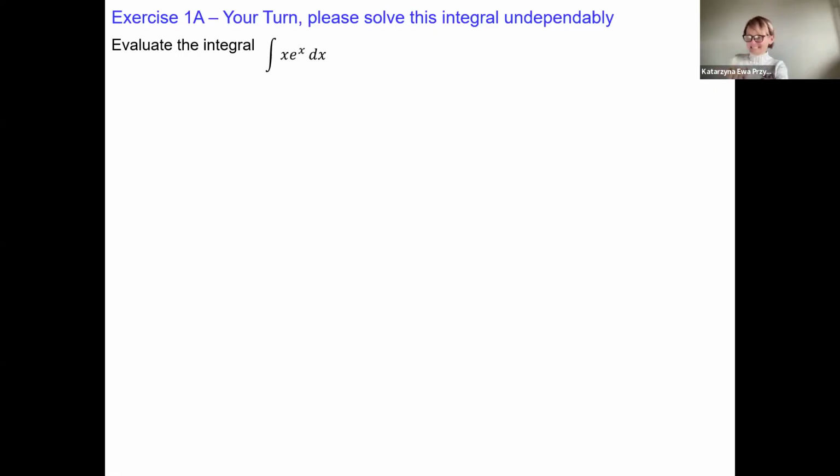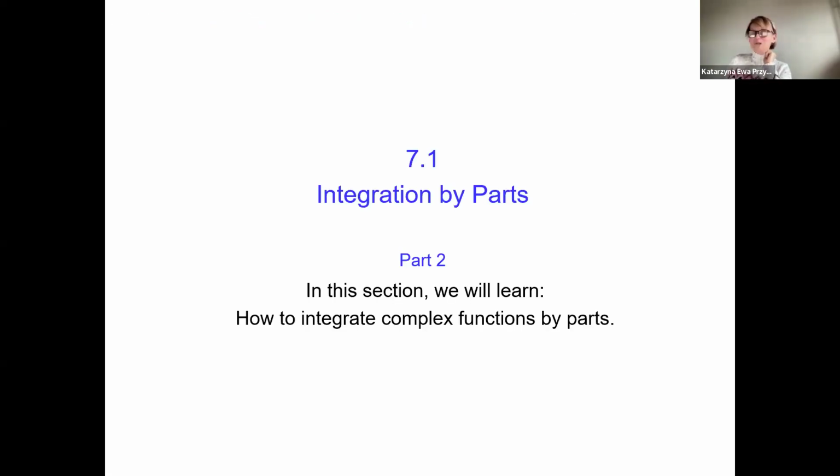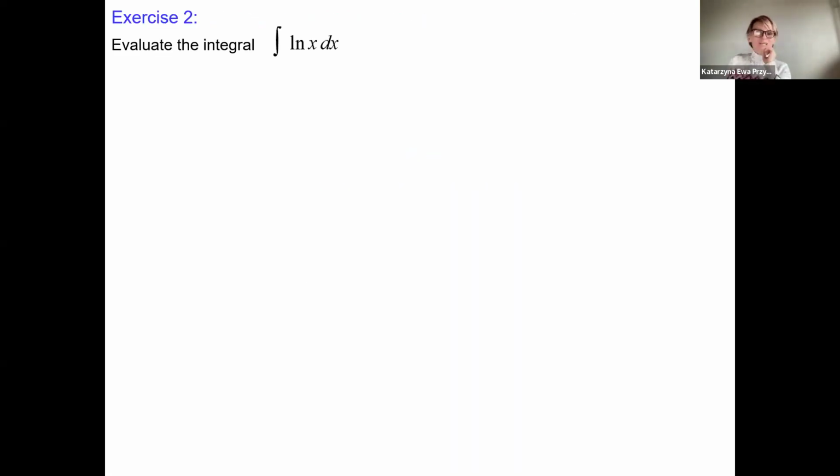Okay, this is the same idea. You see the product and you can apply the same method that we just did. This is the integral for you, integral for you, integral for you. And then we will do just this one. Exercise number 2.